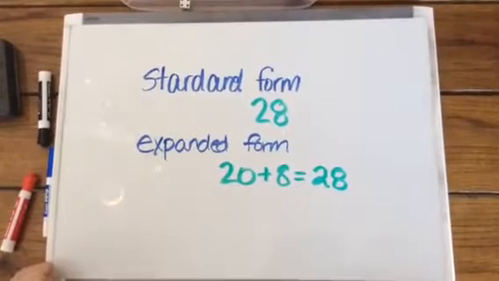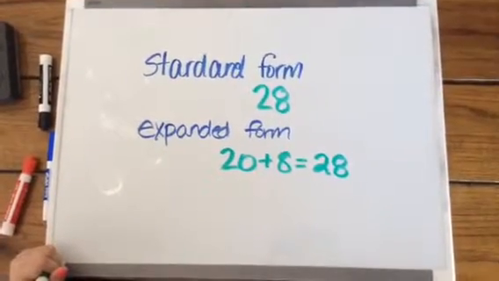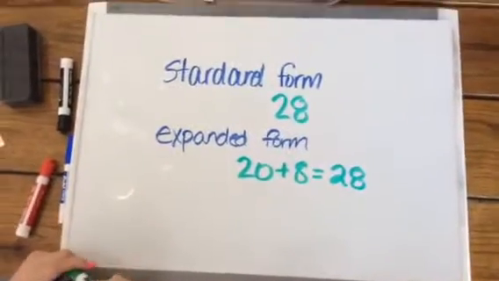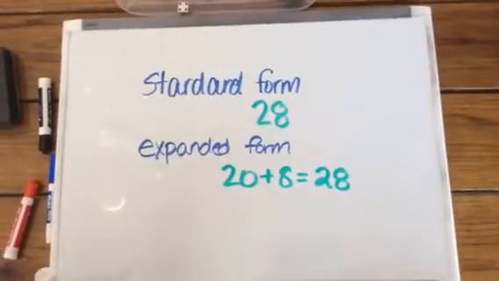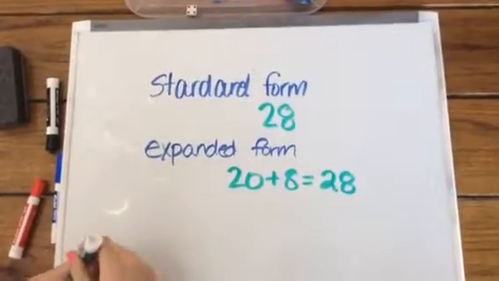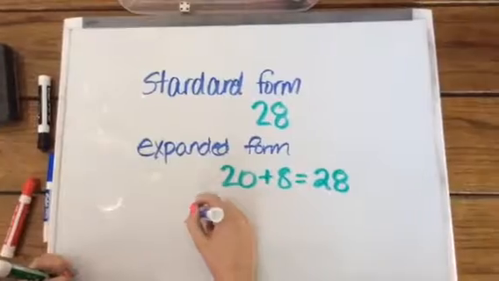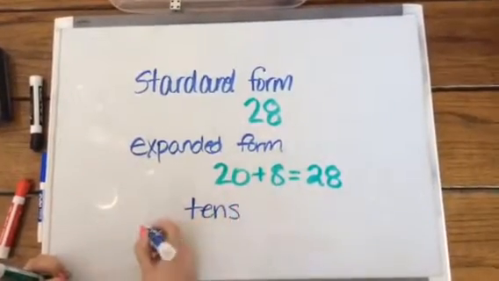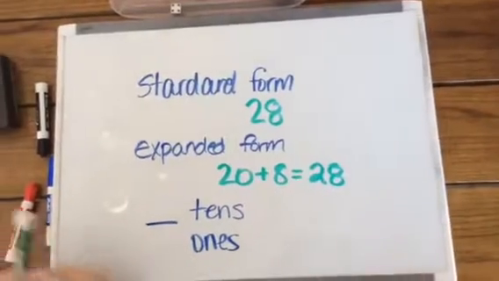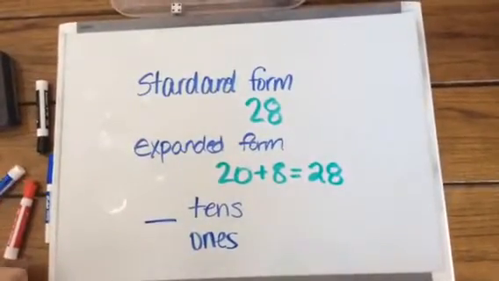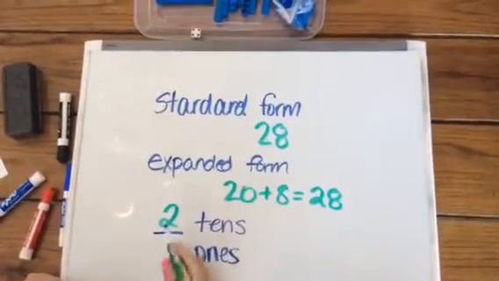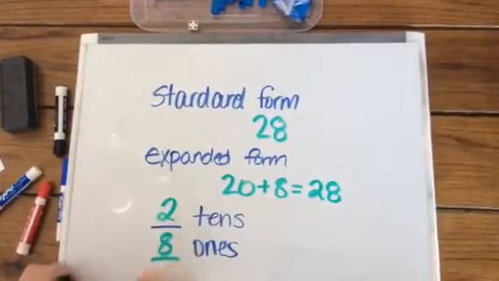We will also determine how many tens and ones there are. An example to break it down would be we would write tens and ones. So how we would do this is we would write there's 2 tens and 8 ones.